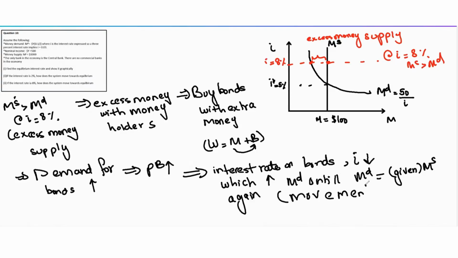Let's see this graphically. Movement down the money demand curve. Basically what happened is we saw that at I equal to 8%, we had excess money supply. As a result of this, the interest rate is going to decrease until money demand is again equal to the unchanged or given money supply, which is $100 in this case. So in this way, the interest rate will adjust to eliminate excess money supply.